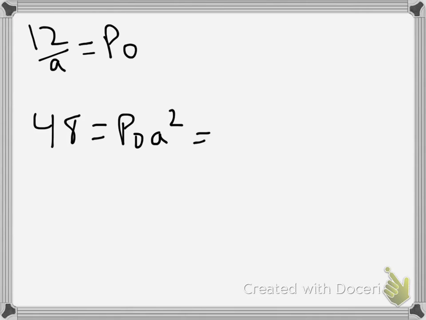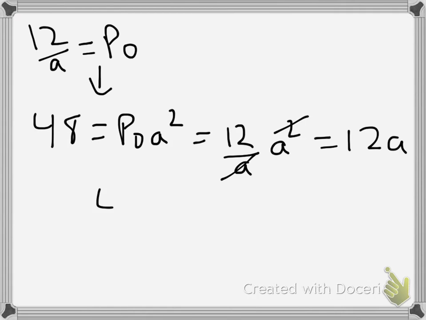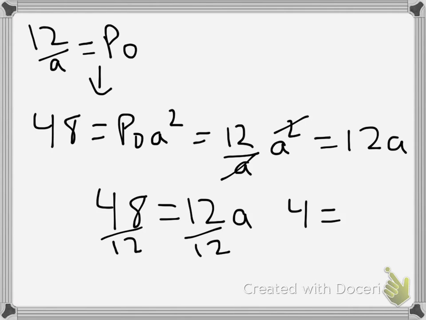So if you look here, I've got 48 equals P0 a squared, and I'm going to use this other equation where 12 over a is P0. So let's substitute that in for P0. And this becomes 12 over a times a squared. That works out real nicely because an a cancels, and I get 12a. So altogether, you've got 48 equals 12a. So let's divide by 12 to get 4 for a.